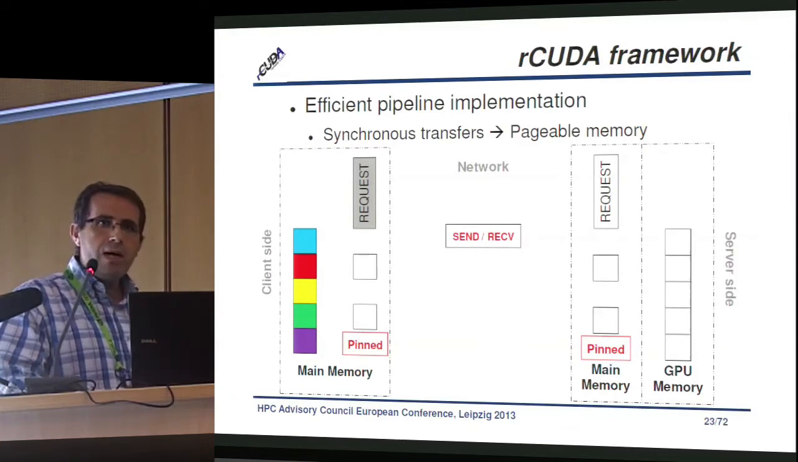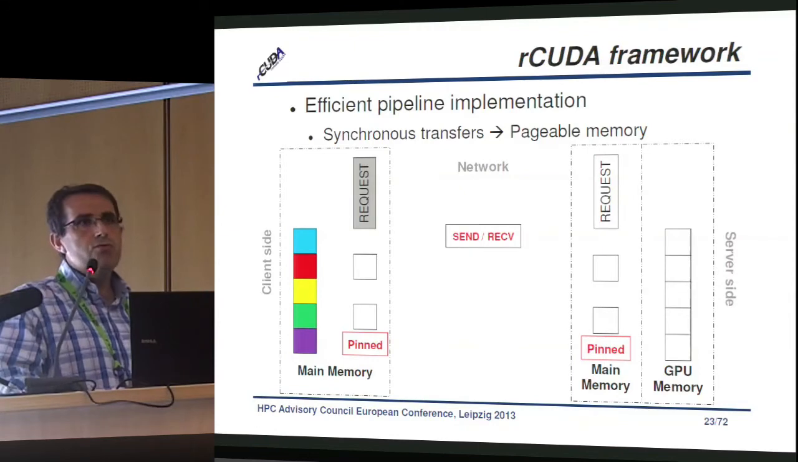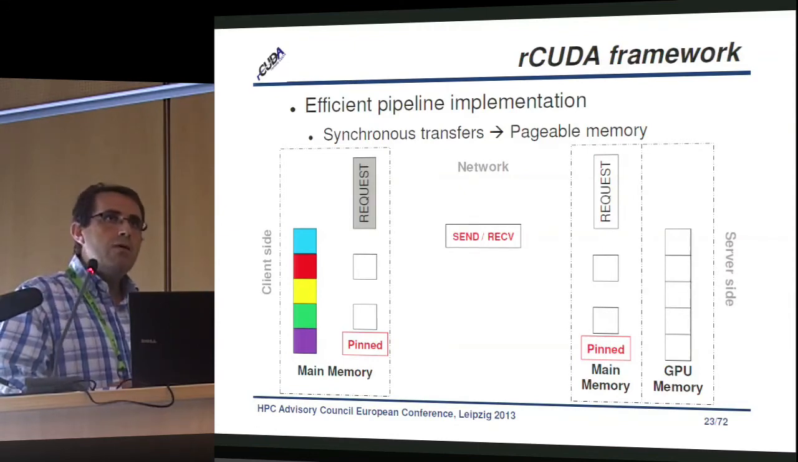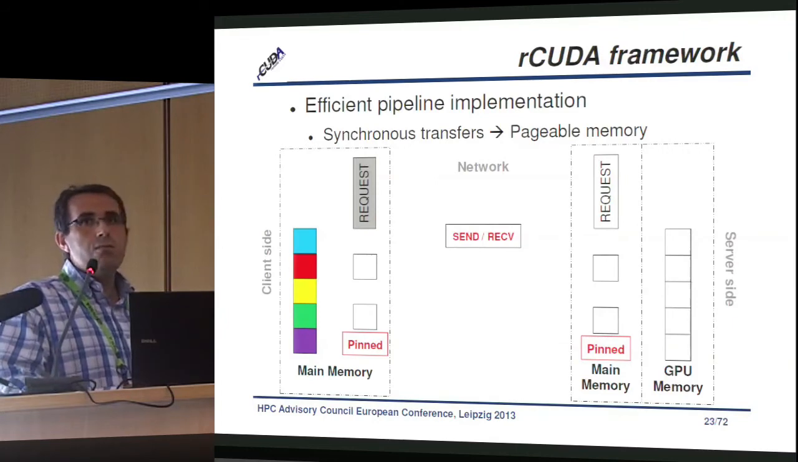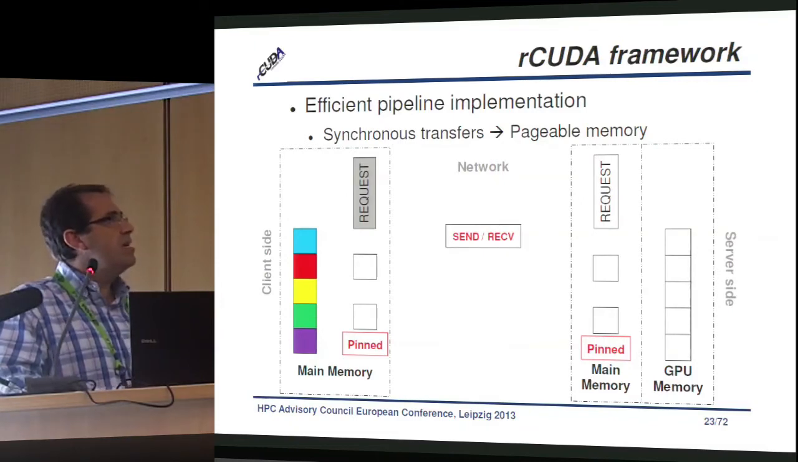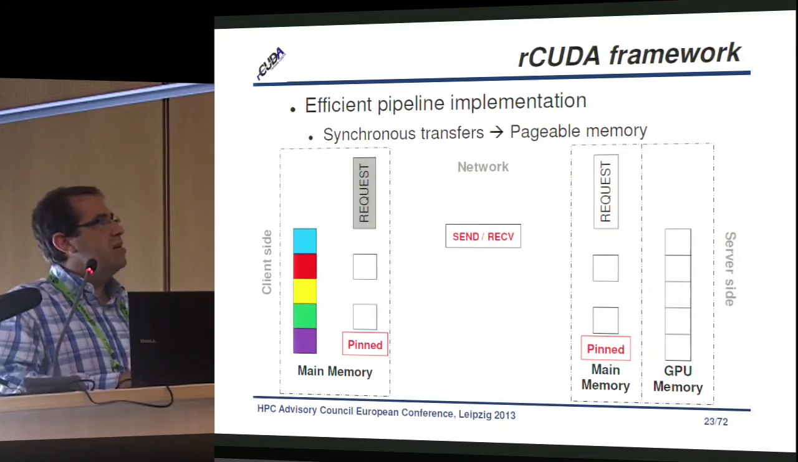When you are using CUDA, there are two types of memory allocation: pageable memory or pinned memory. You can make synchronous transfers if you are using pageable memory, and asynchronous transfers if you are using pinned memory. In case you are using pageable memory, on the client side we have pre-allocated two buffers of pinned memory in order to improve the performance, and two other buffers on the server side.